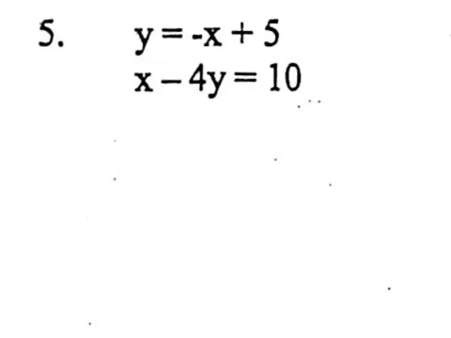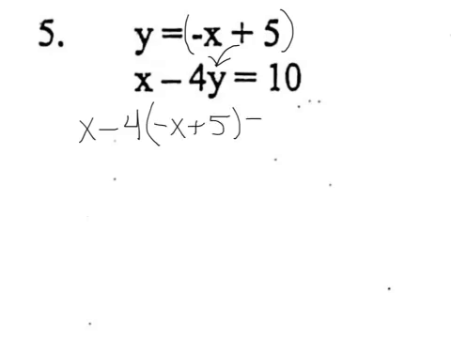So what you do is you put parentheses around what it gives you. Okay? And then you're going to take that, since they give you y, you're going to substitute that in for the y in the other equation. When you go to write the other equation, you have x minus 4, then the parentheses negative x plus 5 equals 10.